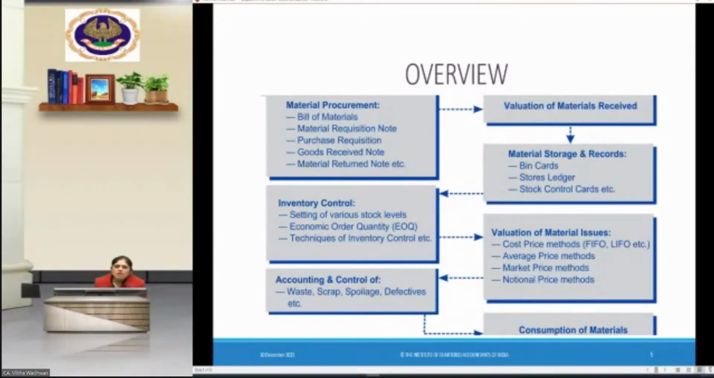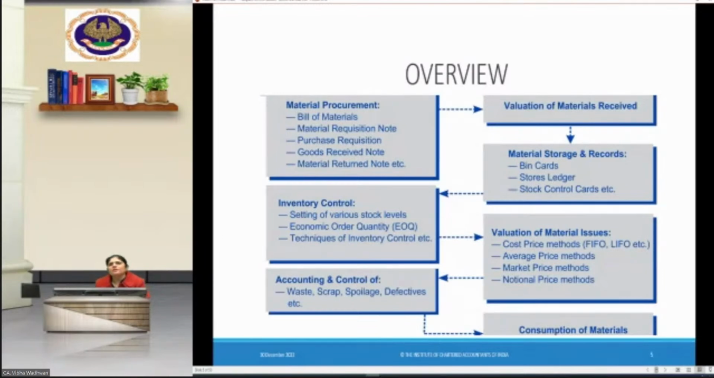Goods received note. Once the materials are purchased by the purchase department from the outside vendors or suppliers, and the vendor delivers the goods to the factory gate, the receiving department will receive the materials after inspection, and then issue the goods received note to the supplier saying, okay, we have received these materials. So the GRN, goods received note, will be issued by the receiving department at the factory to the vendor or the supplier. Material return note: in case some material which the supplier has delivered is not up to the mark, it's not as per the specifications which we require.